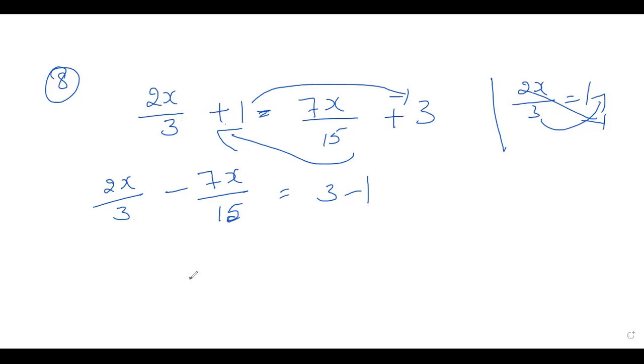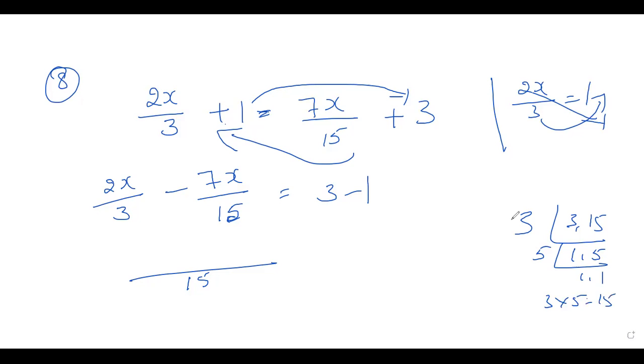So I will write 15 directly, so take the LCM because the denominators are different. 3 1s are 3, 3 5s are 15. So again 3 into 5 is 15, which is your LCM. I have written 15 in the denominator. In the first rational number there is 3 in the denominator. To make it 15, I will multiply by 5 in the numerator, minus, we already have 15 in the denominator, so I will multiply by 1. That is equal to 3 minus 1, which is 2.